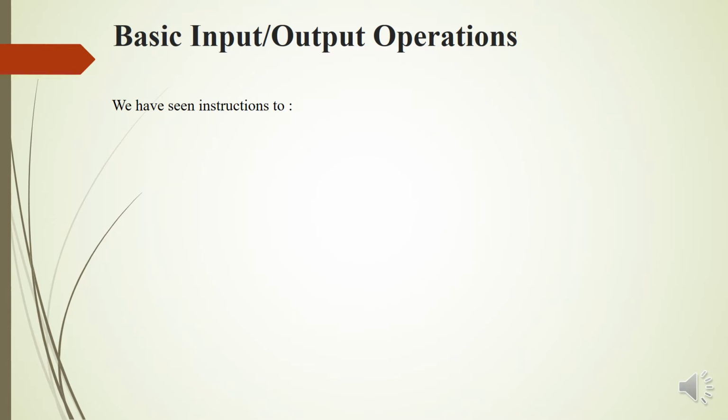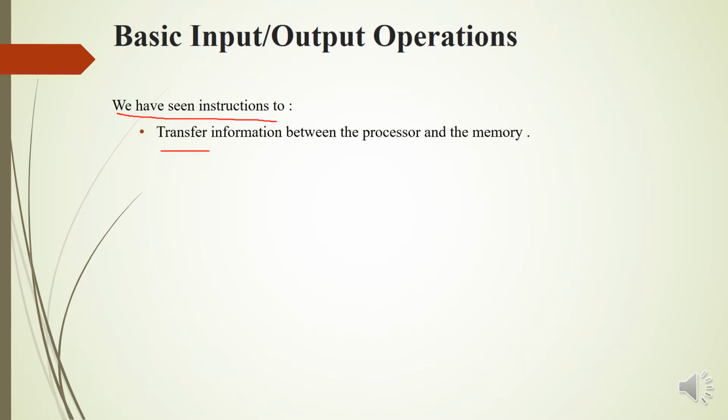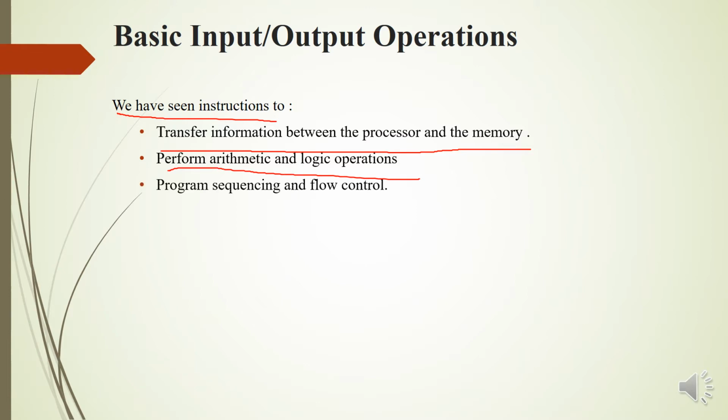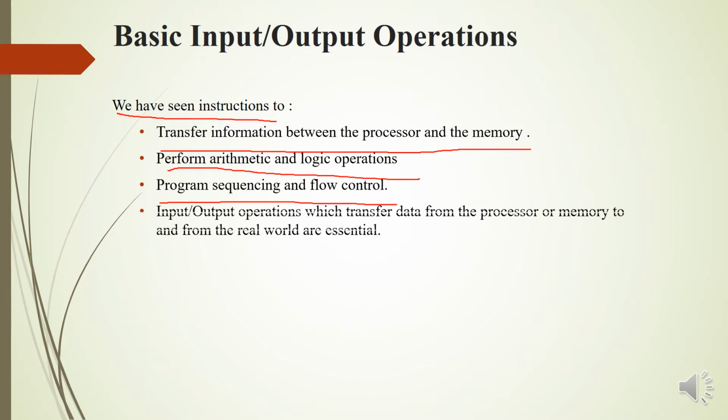Basic input-output operations. We already know that there are instructions to transfer information between the processor and the memory. Instructions are there to perform arithmetic and logical operations. Instructions are needed for program sequencing and flow control. Dedicated instructions for input and output operations which transfer data from processor or memory to and from the real world.